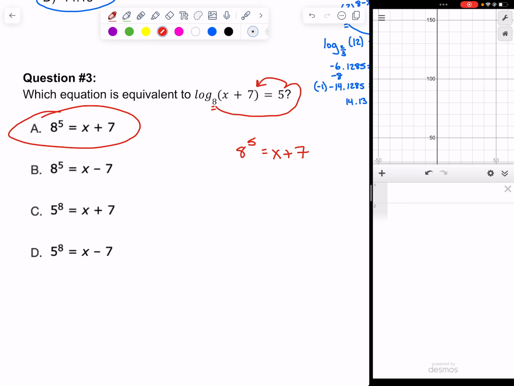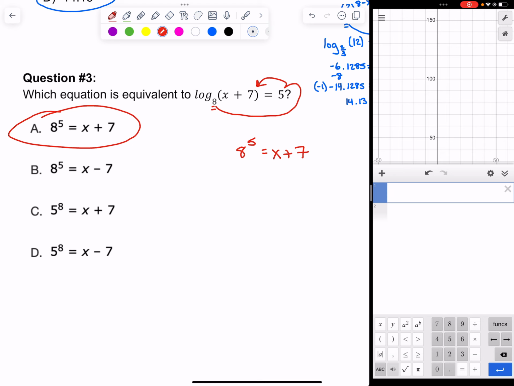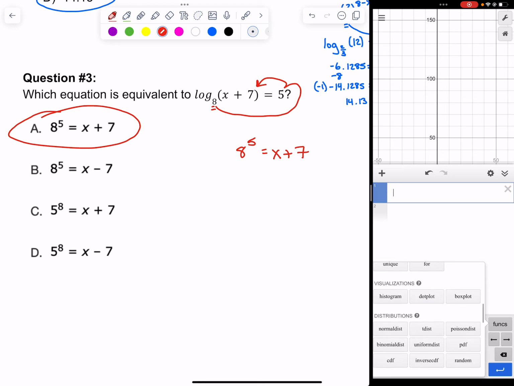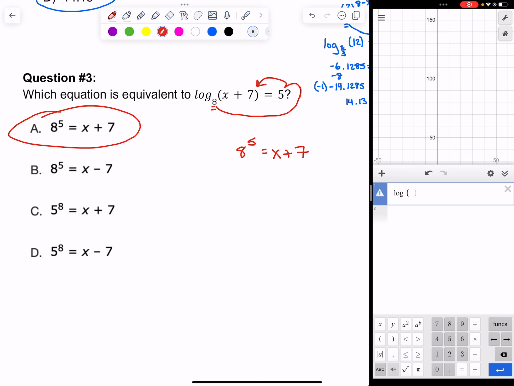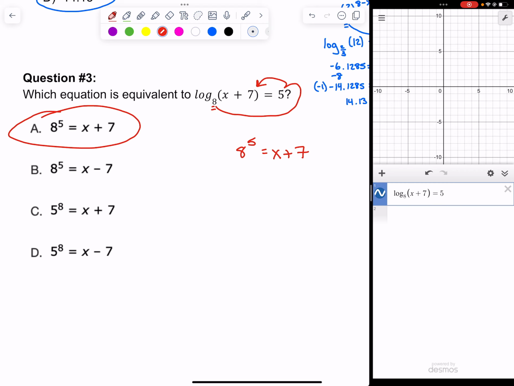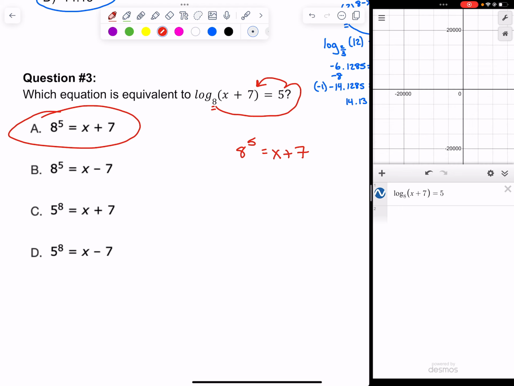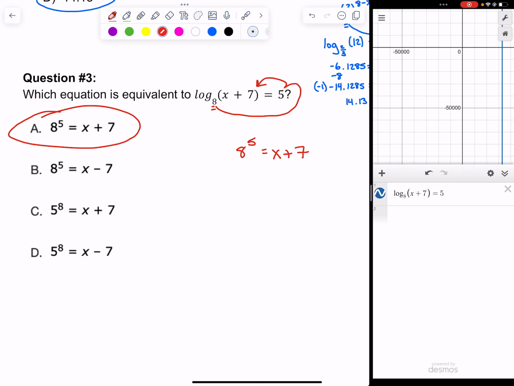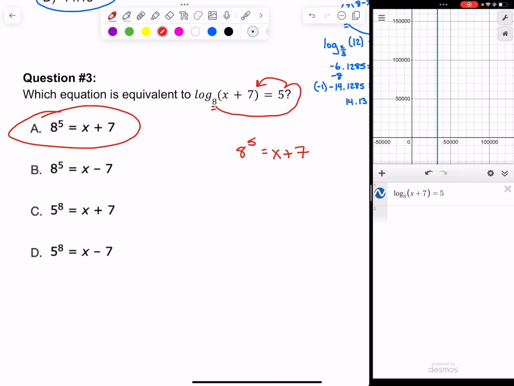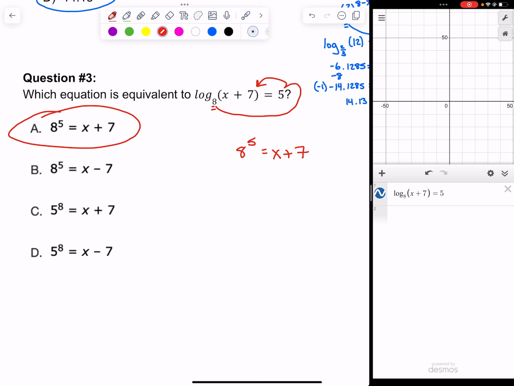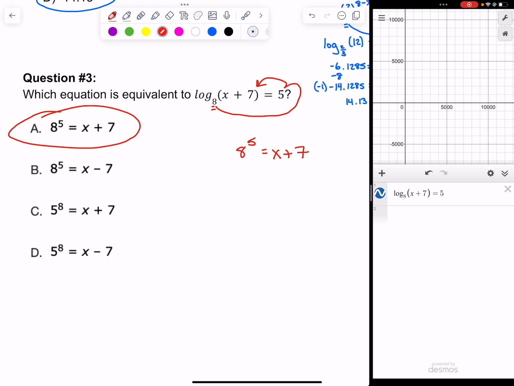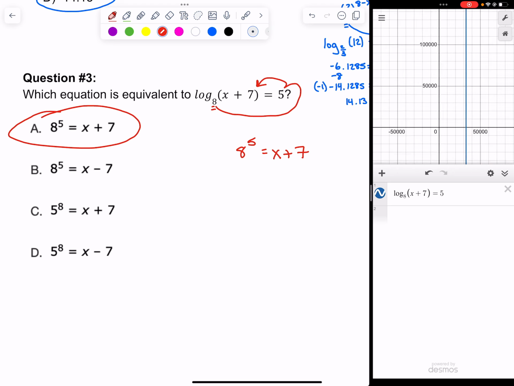What you could do to check your answer for this one is you can actually type it in and check and make sure, because when things are equivalent in math, their graph should match. So let's just do a little double check here and type in log base 8 of x plus 7 equals 5 and hit home. Let's find where that one went. There it is. Okay. You just have to zoom out a little ways. Okay, so there it is.